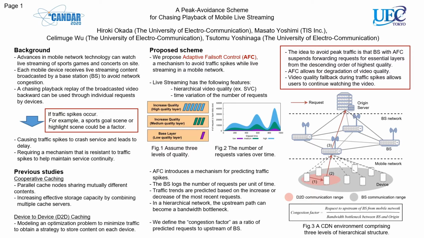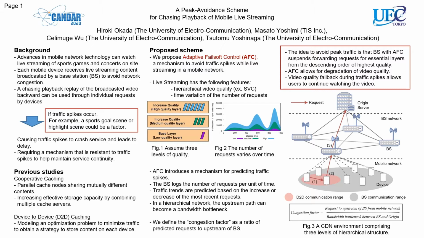The network has a hierarchical structure as shown in the figure on the right. Requests from the mobile device reach the base station, which then forwards the request to a network node further upstream. This path upstream can become a bottleneck in the network. We defined the congestion factor as a ratio of predicted requests to upstream bandwidth of base stations. The congestion factor is calculated from the log of requests received by the base station.